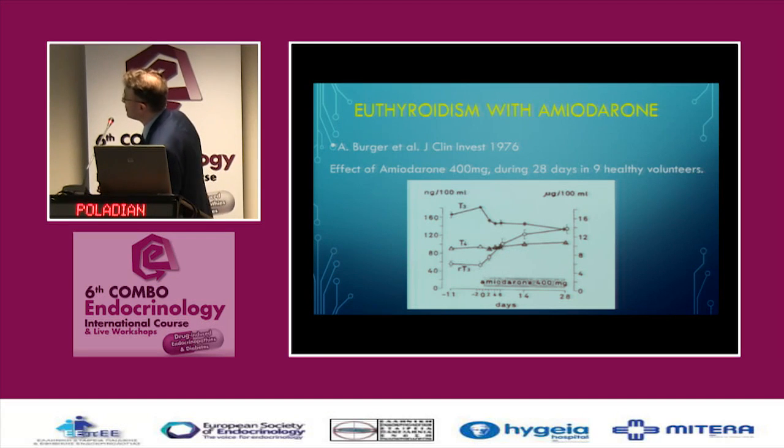So, first of all, euthyroidism with amiodarone. This is by Berger and Kleinmann back in 1976. The effect of amiodarone was studied over 28 days in 9 healthy volunteers. This is the first study done. As you see here, whenever they introduced it, what did it end with? The triiodothyronine went down. The T4 had to fill its place, so it went up a little bit, and the reverse T3 went up and met with the T3, excuse me.